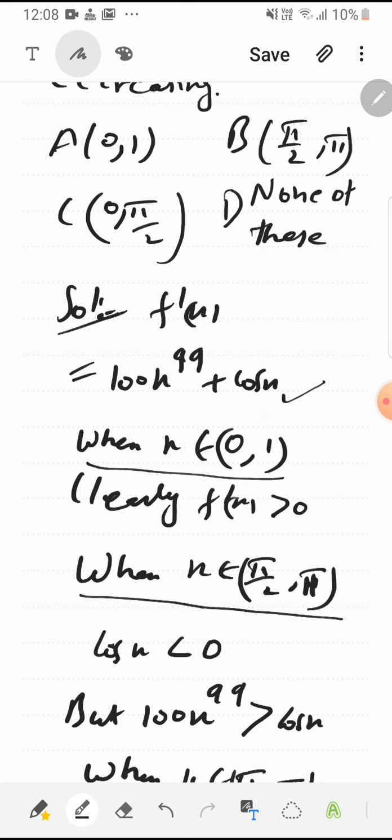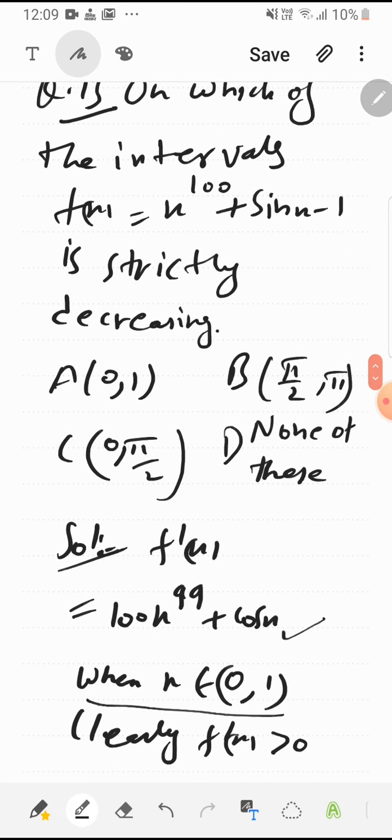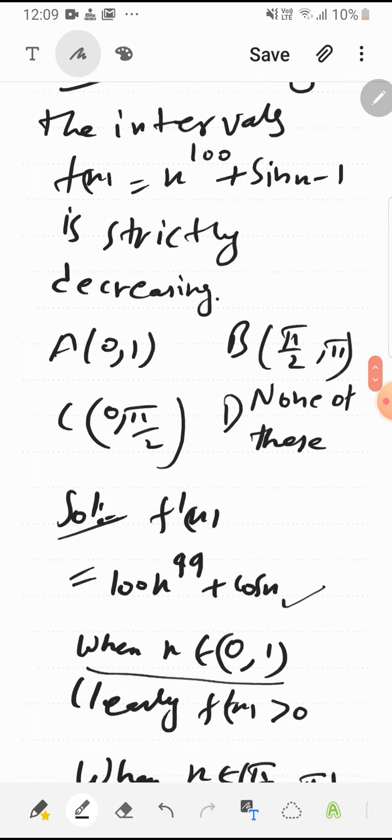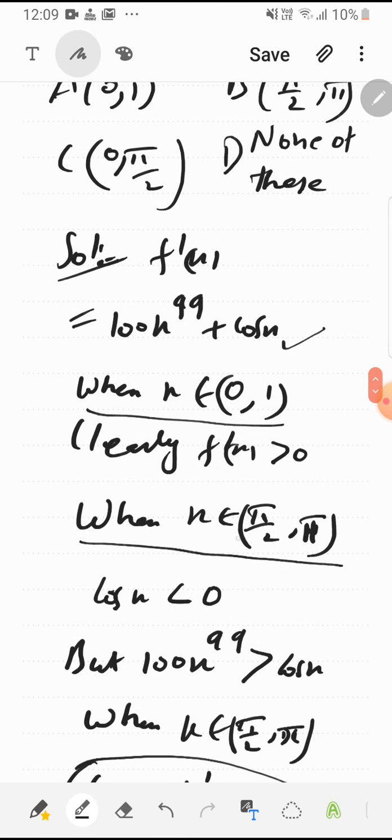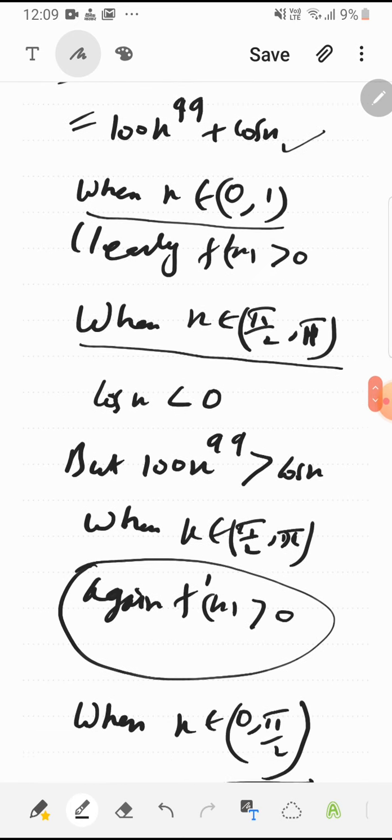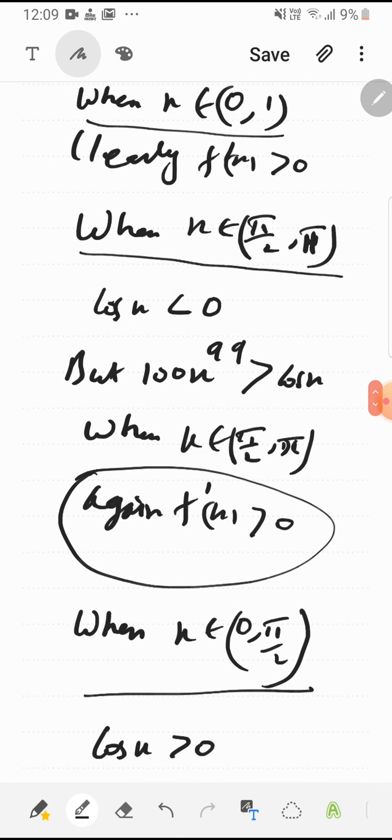Now instead of finding the interval, I am picking the options one by one. First option I am picking is 0 to 1. As x is positive and moreover it is less than pi by 2, f dash x is clearly positive, because neither cos x nor x raised to the power 99 is negative. Now second, x belongs to pi by 2 to pi. Here cos is no doubt less than 0, but x raised to the power 99 is such a huge term here that overall this is positive, and hence again f dash x is positive, so the function is increasing.